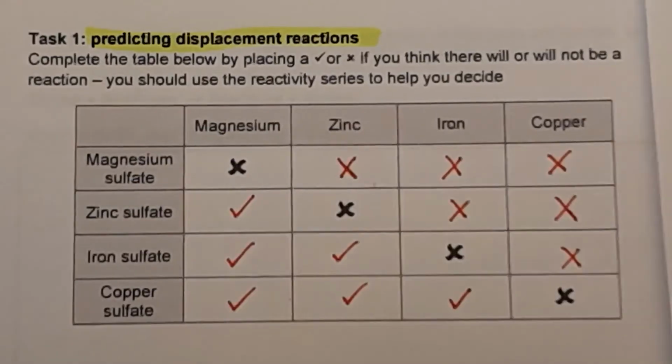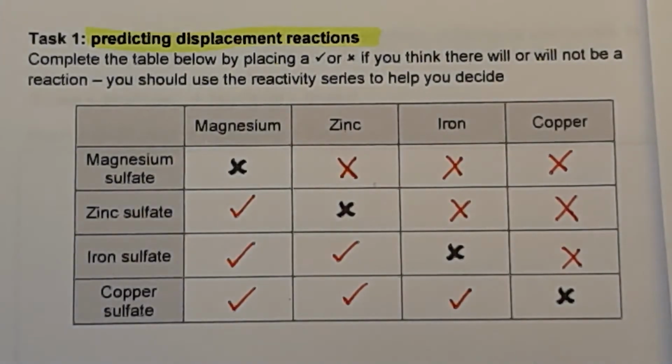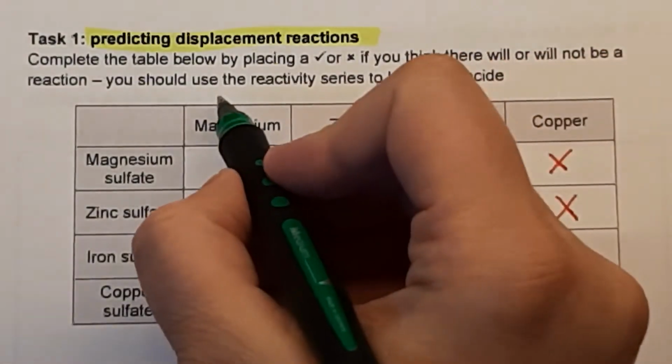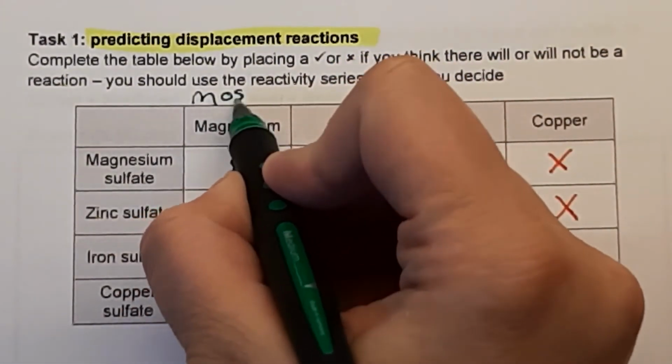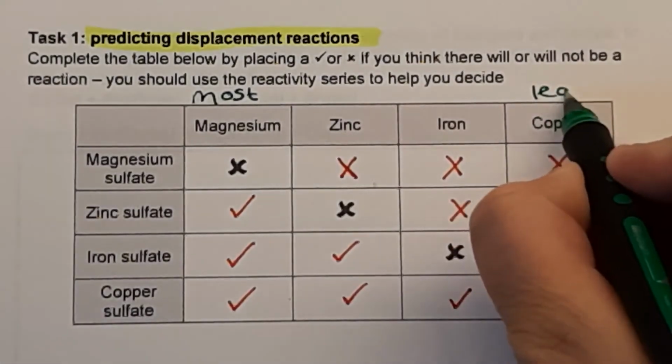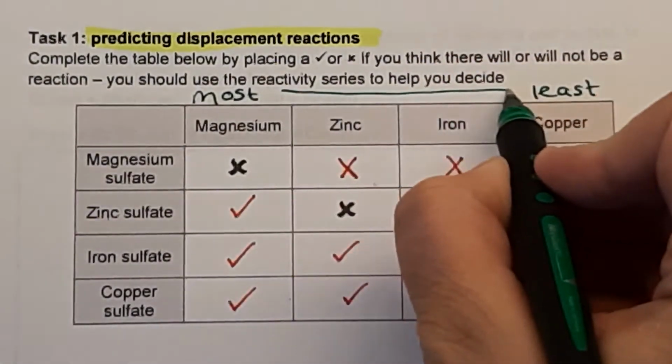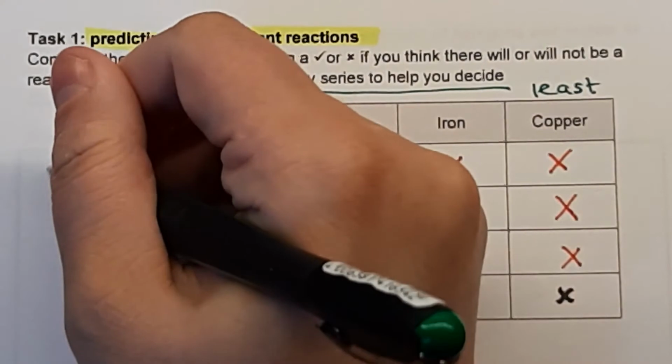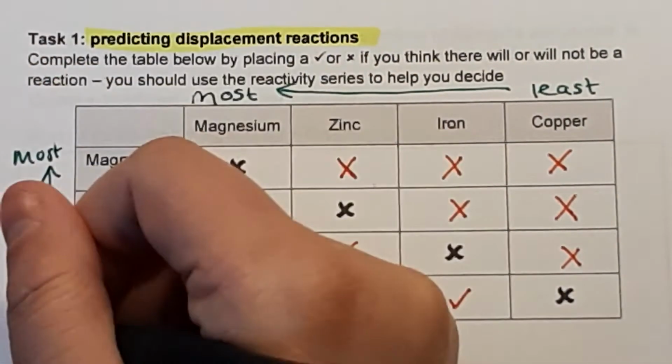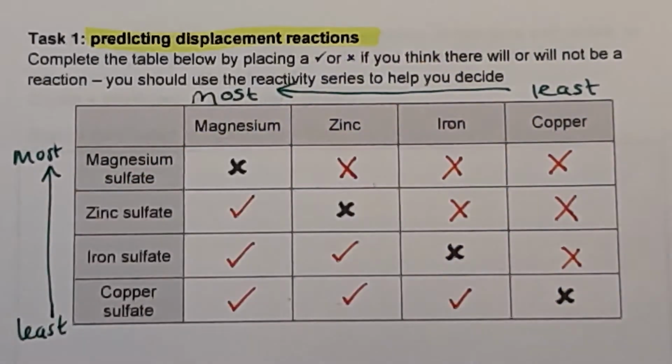Okay, so let's go through that. Now, these are written in order of reactivity. So the most reactive is magnesium and the least reactive is copper. Okay. And again here, the most reactive is magnesium and the least reactive is copper. So that will help you to remember this.